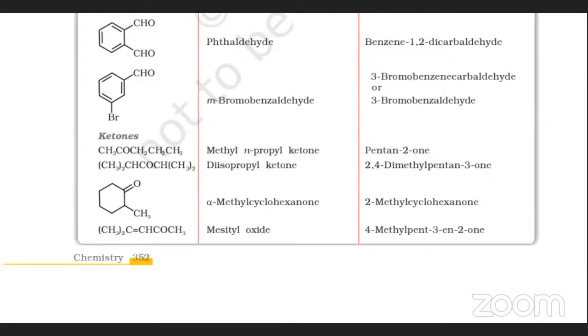Beside the ketonic group, one methyl group is there on the neighboring carbon, so that is taken as the substitution. That is the second carbon, and upon it one methyl group is there. So it is called 2-methylcyclohexanone. Its general name is alpha-methylcyclohexanone. Why alpha? The carbon attached to the functional group is called the alpha carbon, and the carbon beside it is the beta carbon.